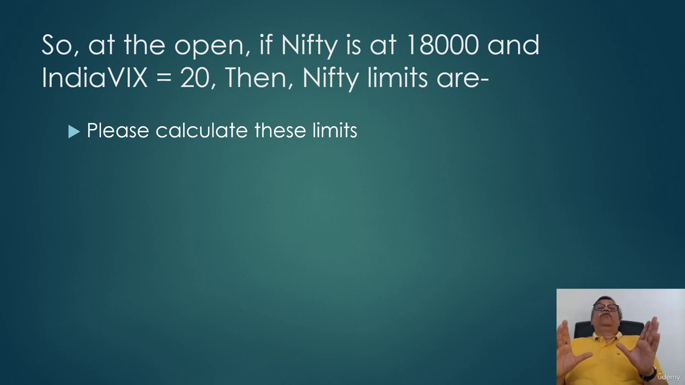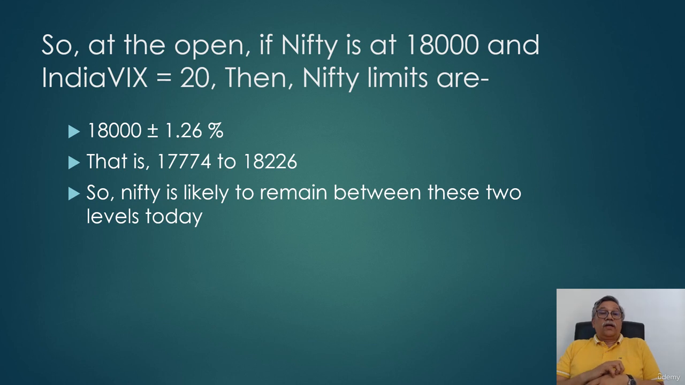Does that mean that these will be obeyed or these will be touched? My observation is that the majority of the times it's obeyed. At the same time, there are exceptional days when this range may be breached, and then you will find a sudden rise in volatility many a time. So 1.26% from 18,000 comes out to be 17,774 on the downside and 18,226 on the upside. So Nifty is likely to remain between these two trading levels today, if VIX is 20 and Nifty is around 18,000.